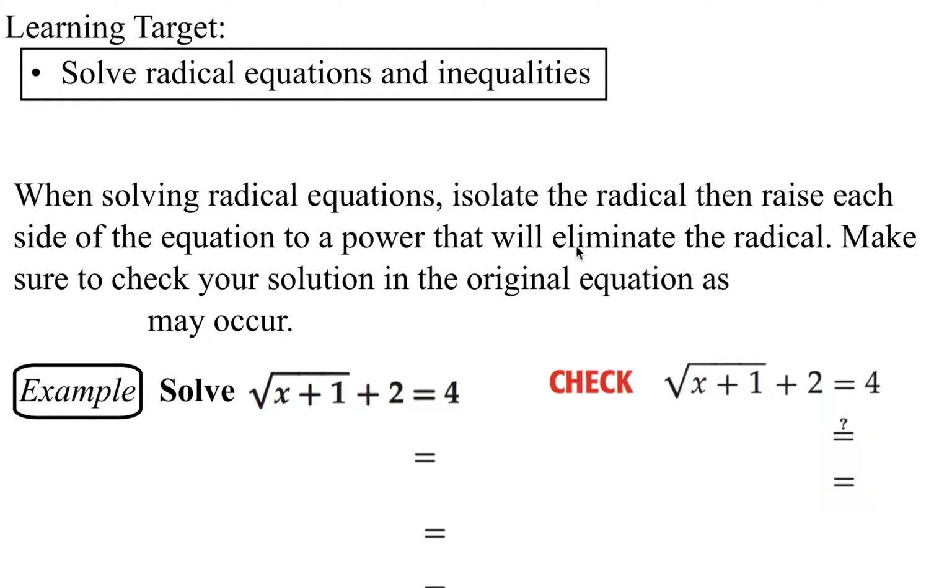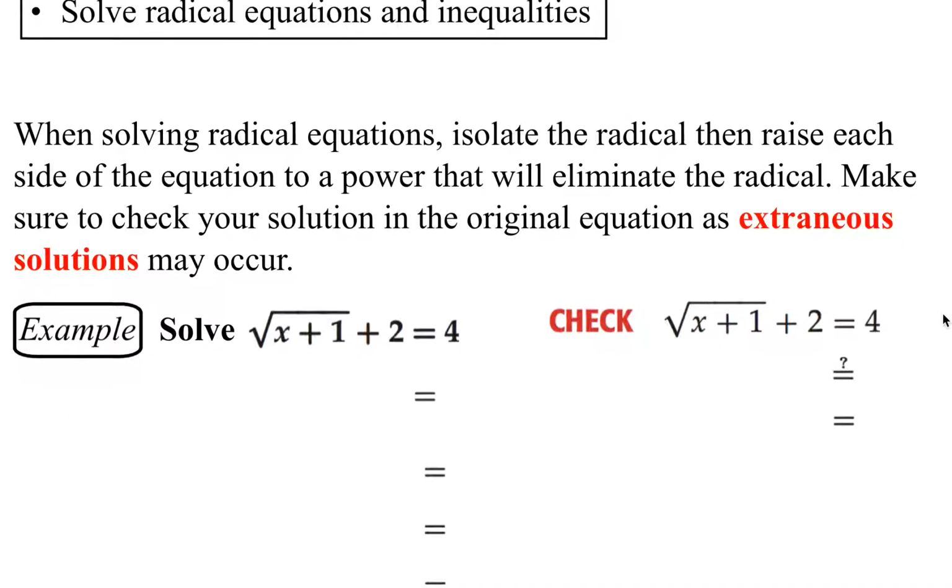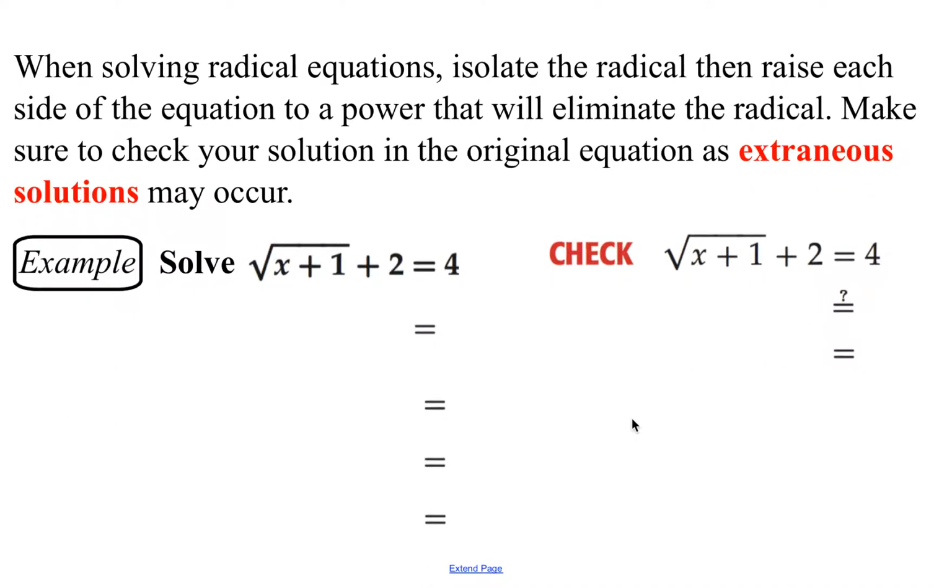And once we have that radical isolated, we are going to raise each side of the equation to a power that will eliminate the radical. And that is done by making that exponent or that power equal to 1. Make sure to check your solutions in your original equations. As you will see in our examples that I'm going to show you, sometimes you're going to get what we call extraneous solutions. So let's go ahead and jump in and look at an example.